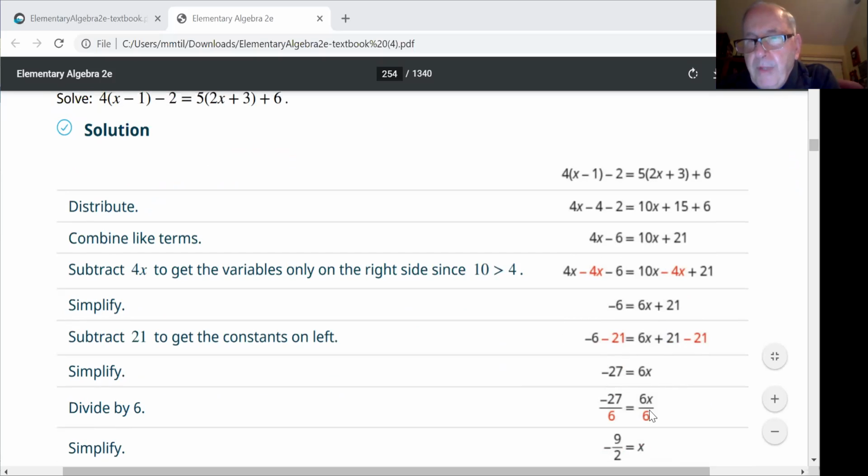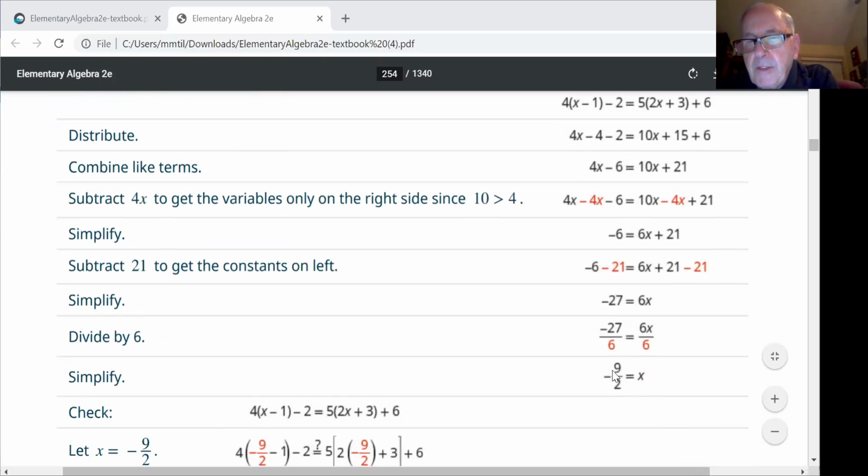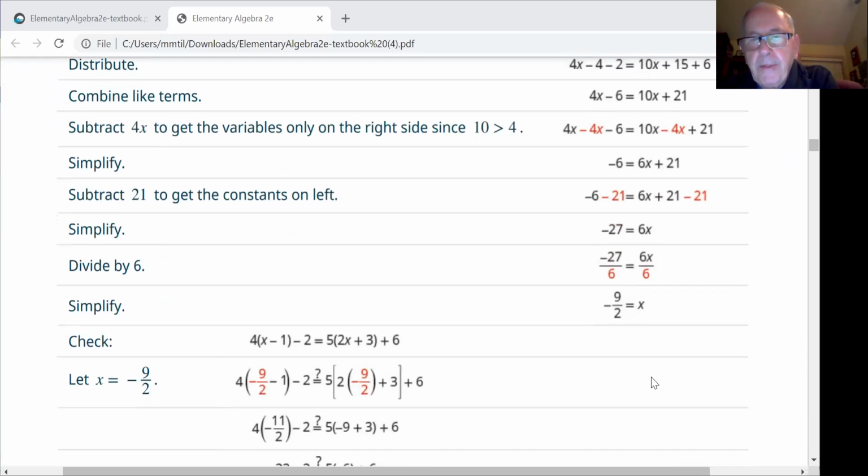And now you're going to solve for x. So you're going to divide both sides by 6. And you're going to get minus 9 over 2 is equal to x. Okay, so now you're going to go ahead and check it. So take this improper fraction and just substitute it into the equation. Don't change it to a mixed number. Keep it like this so you can do some factoring. You understand what I'm saying there?